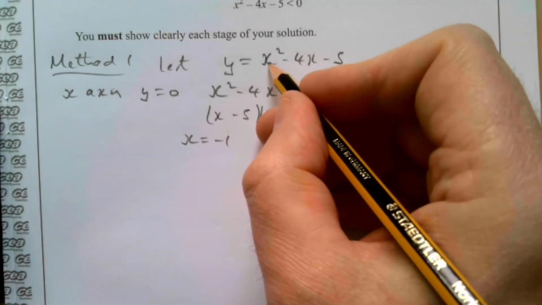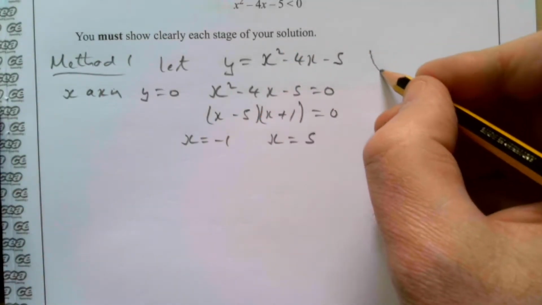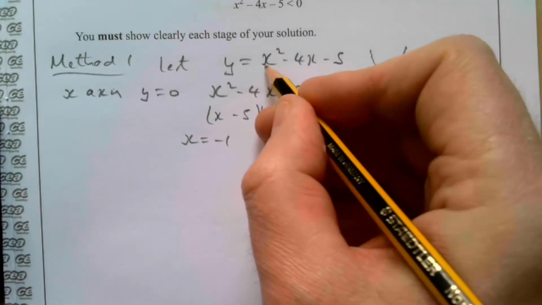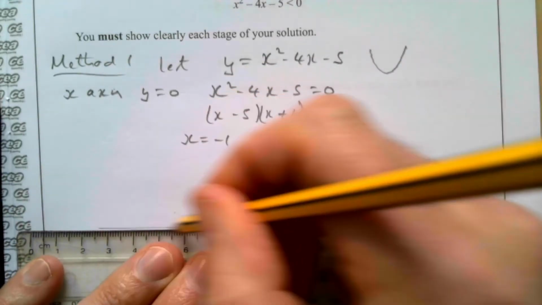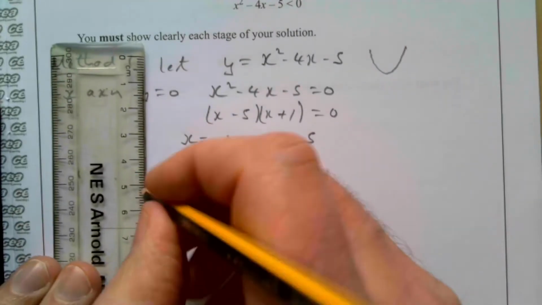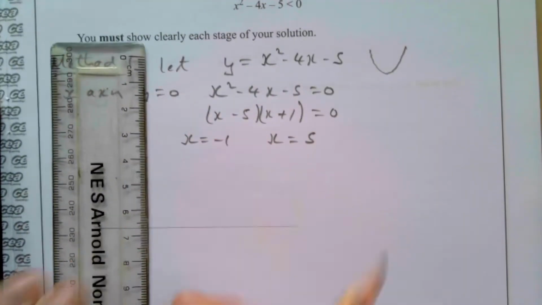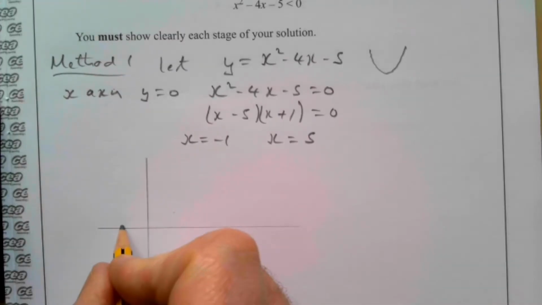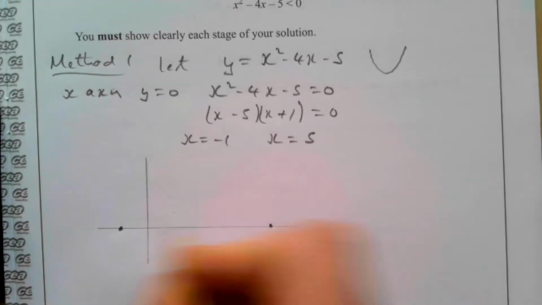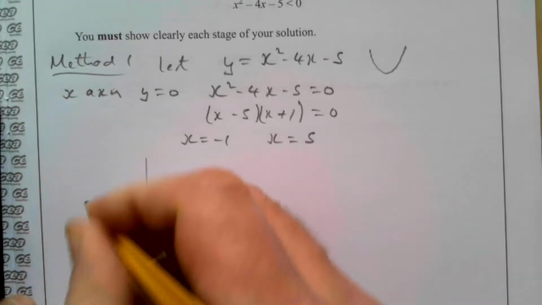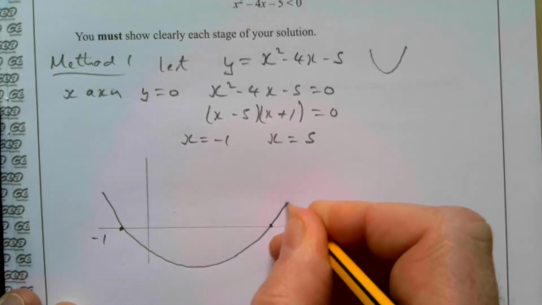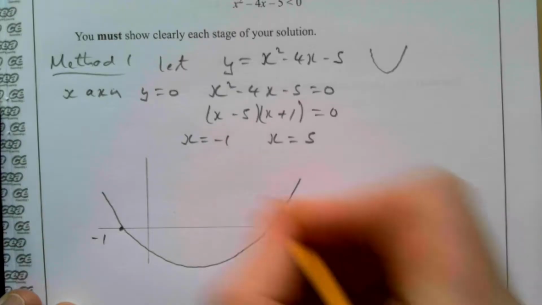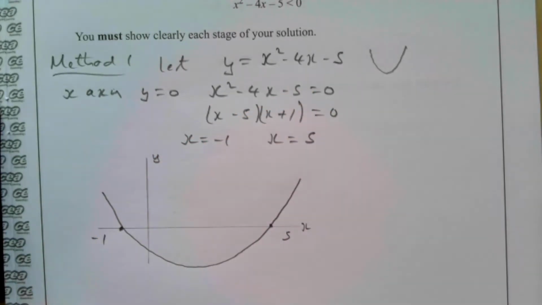I can see from this graph it has to be a U shape as opposed to an N shape because it's a positive x squared term. And I can draw a wee graph then from here. So just a quick sketch is all that's required. Minus 1 and 5. Something like that is good, with my x-axis here and my y-axis here.